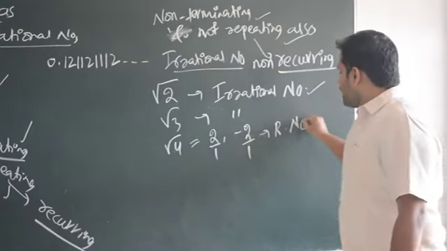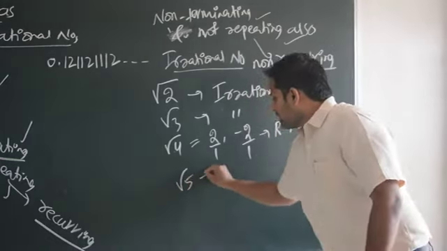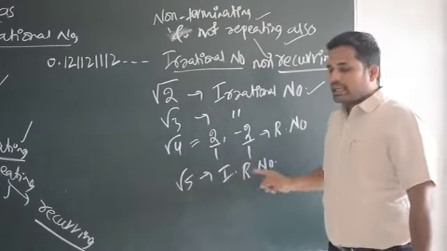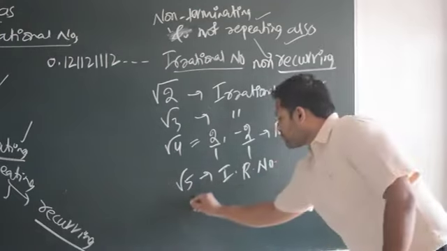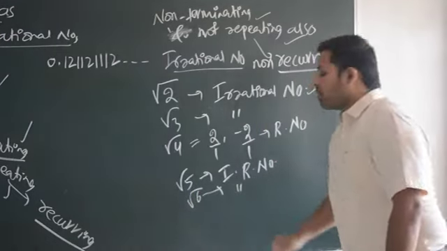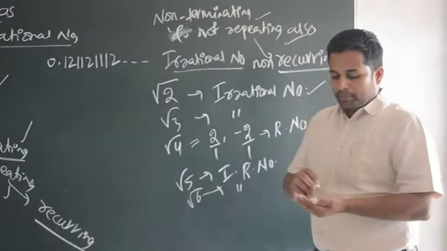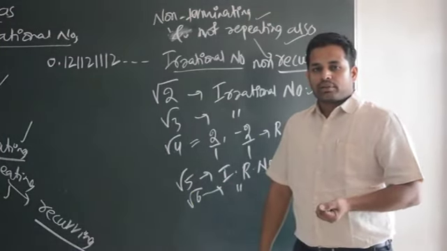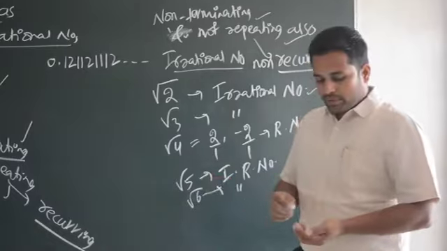Root 4. Again root 5 becomes an irrational number. Irrational number. You write it completely. Root 6 is also an irrational number. All imperfect squares become irrational numbers. Are you getting my point? Very important. Please make a note of all these things.